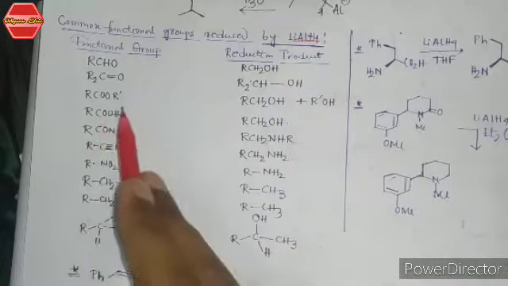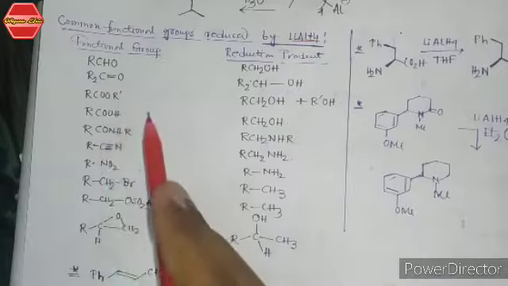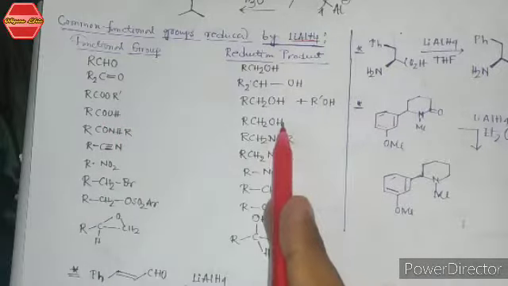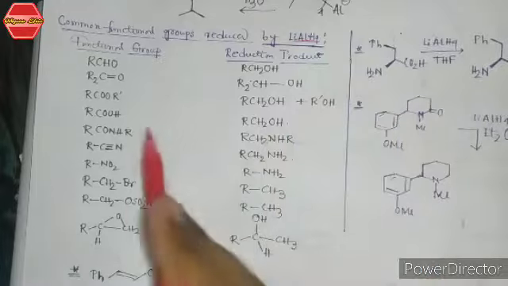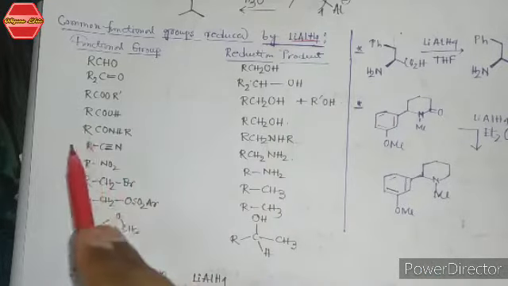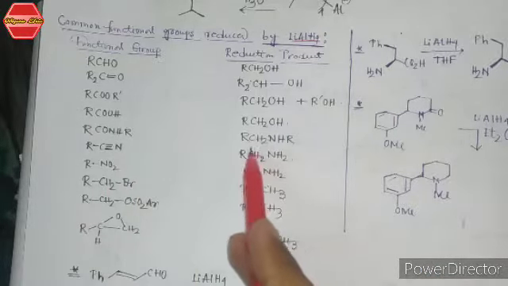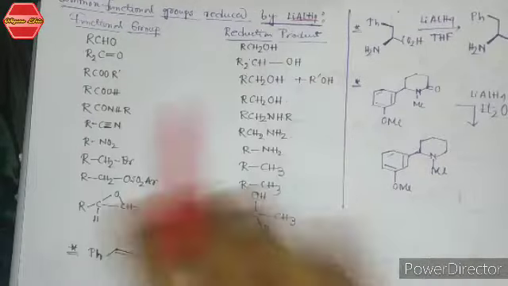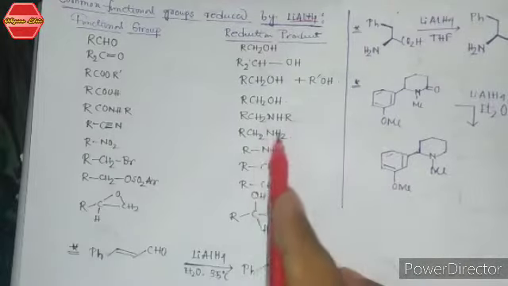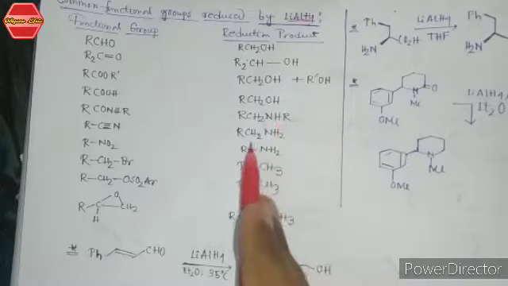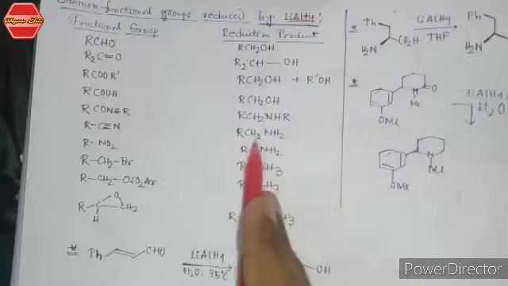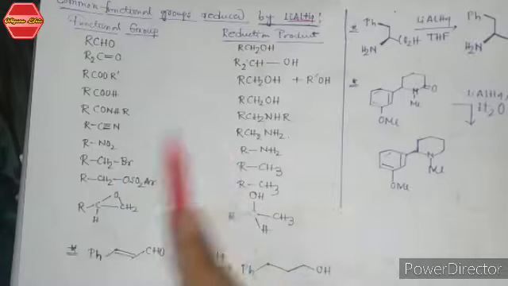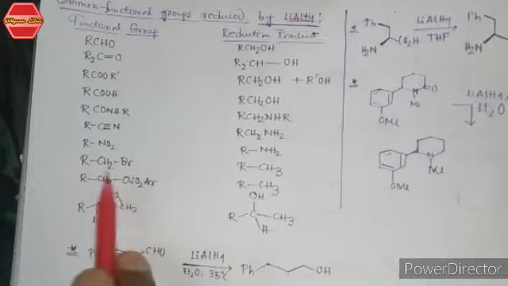Now in case of acid, that is carboxylic acid, this is also reduced to the primary alcohol, that is CH2OH, and this is a kind of amide bond. This amide bond is also reduced to the amine CH2NHR, and this is your cyanide or nitrile. This nitrile is also reduced by using lithium aluminium hydride, and you can get CH2NH2. The nitro is also reduced to the corresponding amine NH2.